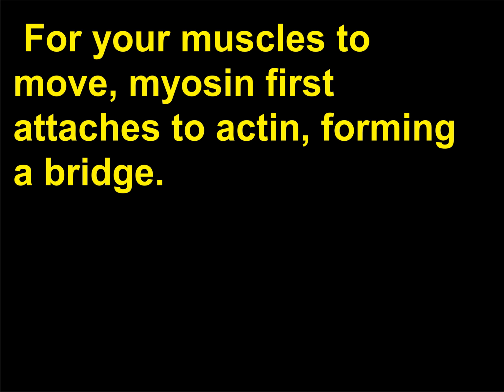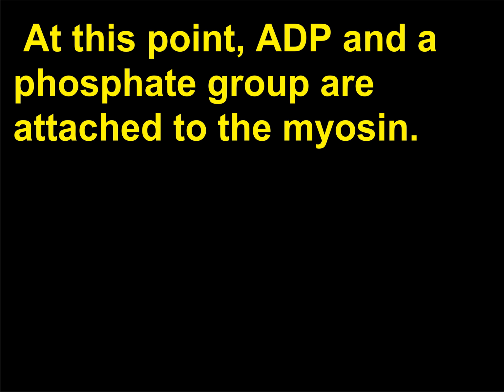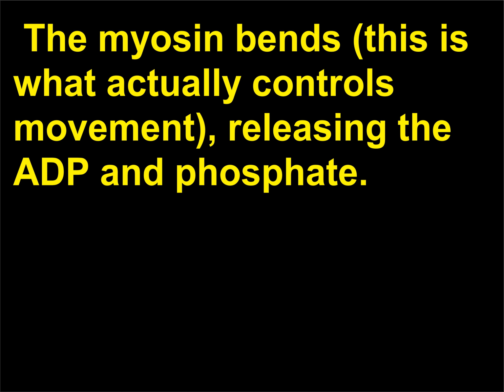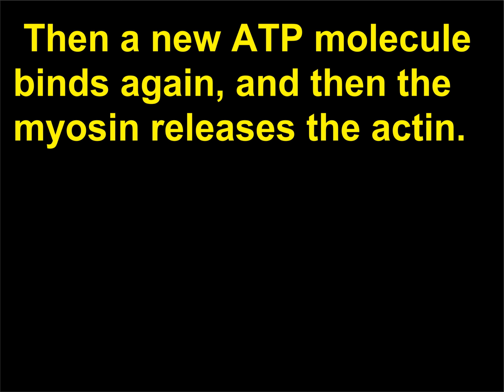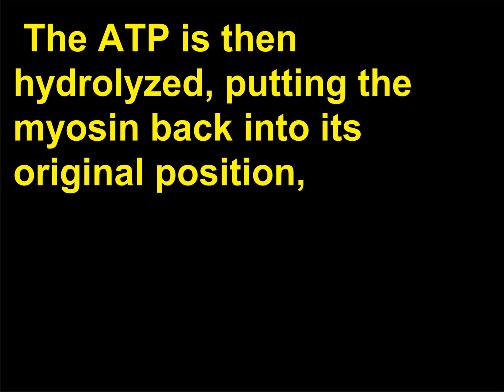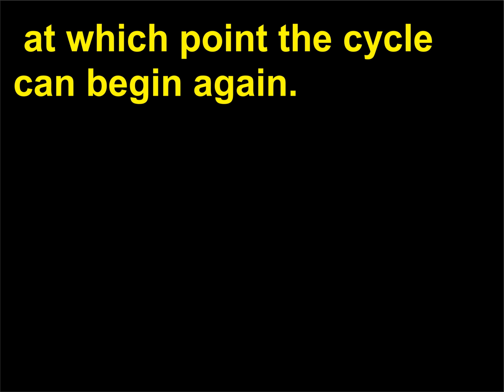For your muscles to move, myosin first attaches to actin, forming a bridge. At this point, ATP and a phosphate group are attached to the myosin. The myosin bends. This is what actually controls movement, releasing the ATP and phosphate. Then a new ATP molecule binds again, and then the myosin releases the actin. The ATP is then hydrolyzed, putting the myosin back into its original position. At which point the cycle can begin again.